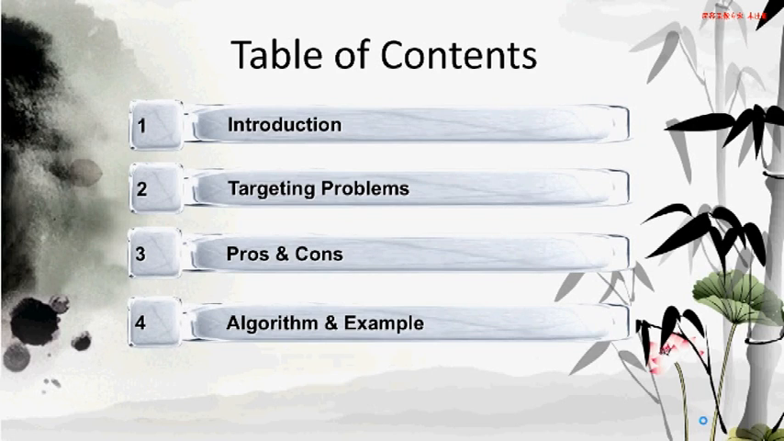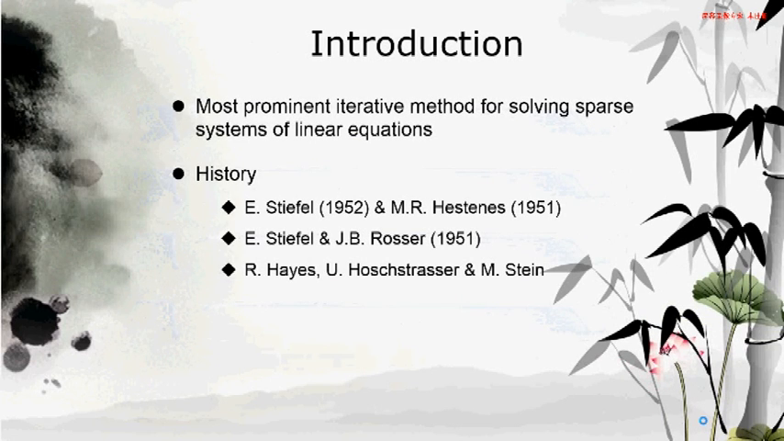First, let's go to the introduction part. As you know, the conjugate gradient method is the most prominent iterative method for solving sparse systems of linear equations. In terms of its history, this method was first developed independently by E. Stiefel in 1952 and M.R. Hestenes in 1951. Then, the first report on this method was given by E. Stiefel and J. B. Rosser in 1951.